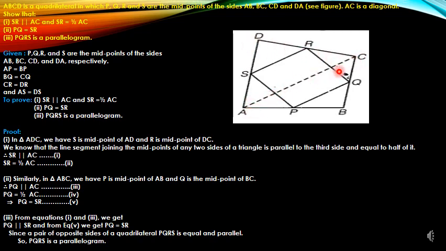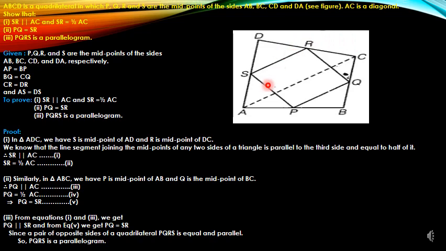Forget about the other part. Just see only the ADC triangle. S is the midpoint of AD and R is the midpoint of DC. If two midpoints are there in a triangle for two different line segments, then which theorem can you apply? You can apply the midpoint theorem. So if you apply the midpoint theorem for this triangle ADC, SR is parallel to AC.